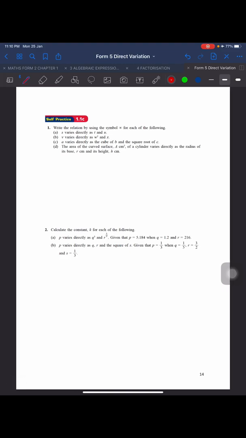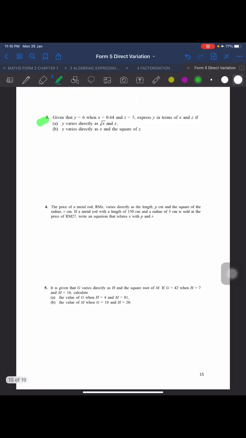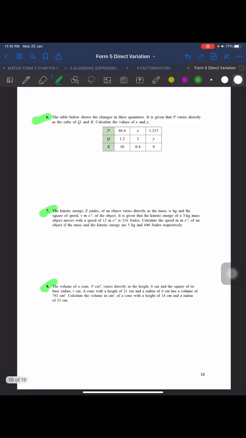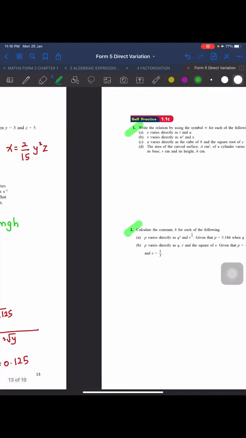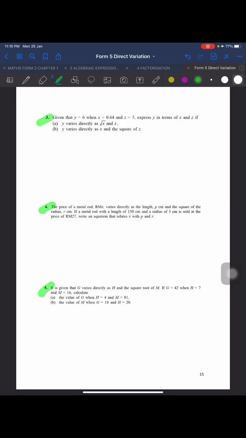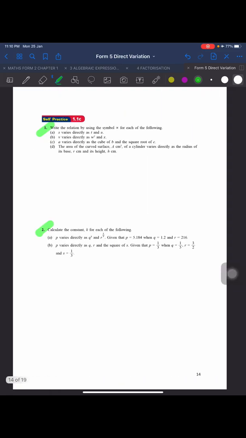For the self-practice 1.1c, I want you to do it by yourself and submit it into the Google Classroom later. So you have to do number 1, number 2, number 3, number 4, number 5, number 6, number 7, and number 8. For each question, the problem is just the same like the example, so you can refer back to the example in order to answer this self-practice 1.1c.